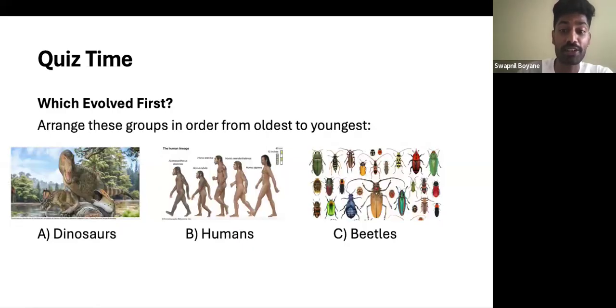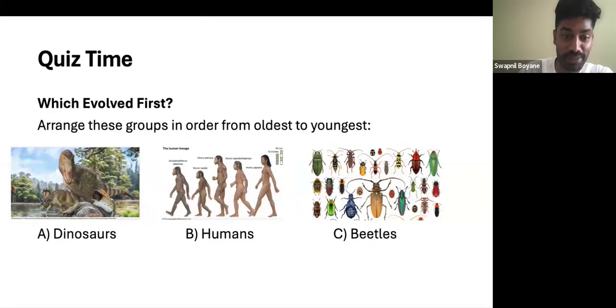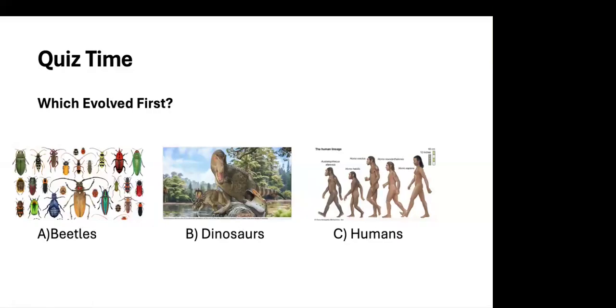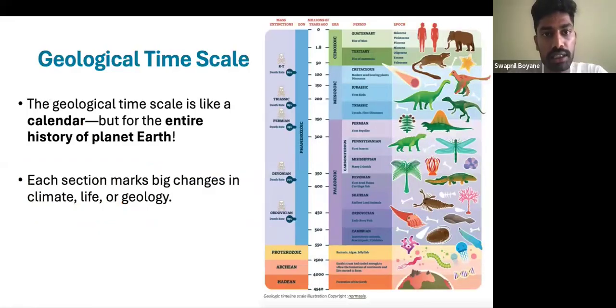What you have answered is correct, but here I have changed the sequence. So beetles came first, then dinosaurs and humans. That's going to be the correct sequence. So now let's talk about the geological time scale.